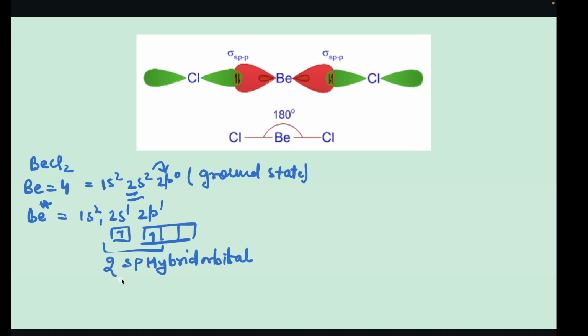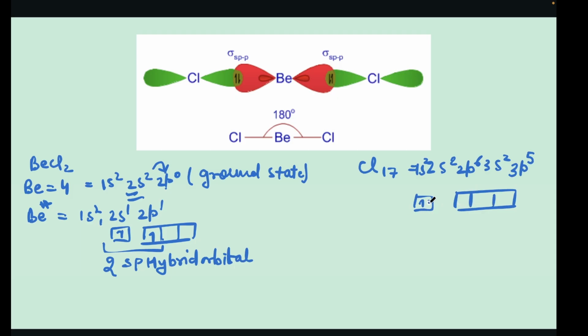And these two sp hybrid orbitals overlap with the orbital of chlorine. Chlorine has atomic number 17, so its electronic configuration is 1s2, 2s2, 2p6, 3s2, 3p5. Here in the valence shell, there are 7 electrons: 2 electrons in 3s orbital and 5 in 3p orbital.